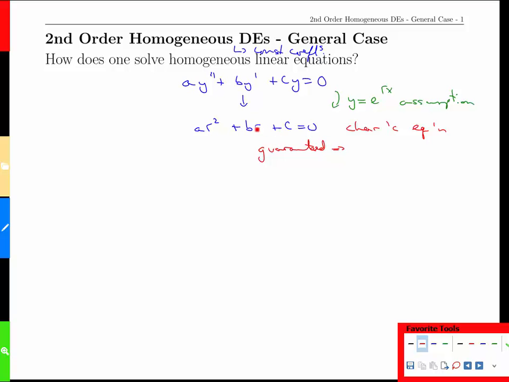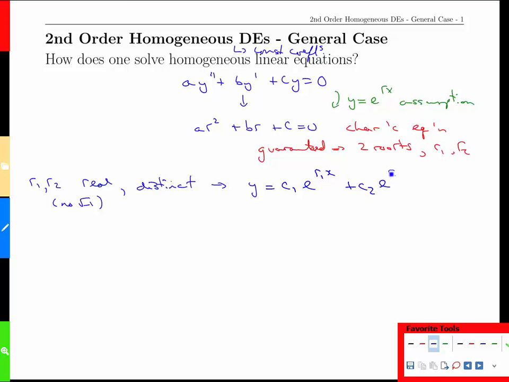If it's a second order, if it's a quadratic, we're going to have two roots, r1 and r2. If r1 and r2 are real, so no square roots of negative ones, and they're distinct, in that scenario, we can build two solutions. We have y equal to c1 times the first, plus c2 times the second. That'll be our general solution. Two different exponentials, and they're going to be linearly independent because they have different multipliers in the exponent.